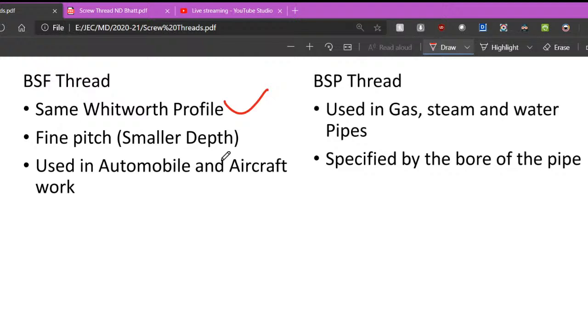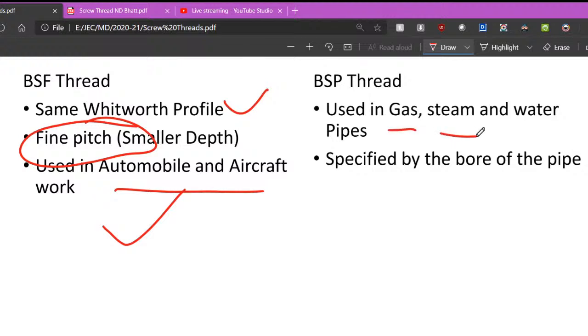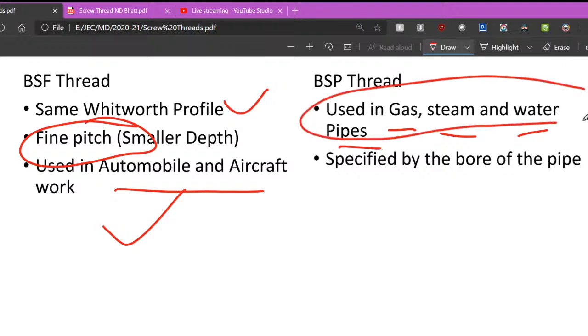For fine pitch, it means smaller depth. If depth is smaller, then effective diameter and root diameter will be larger. So that is used in automobile and aircraft work, or elements or parts. And British standard pipe threads are used where you have to use the part like in gas, steam and water pipes. If you have to use this field, then you have to go for the British standard pipe thread.